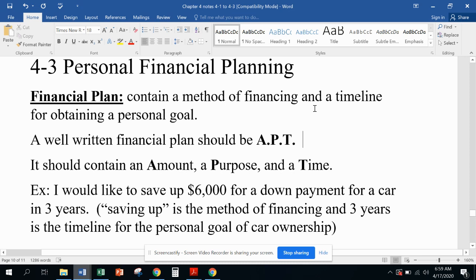Okay, we're in the final section of chapter 4. It's putting a financial plan together. Okay, we're going to be talking big picture financial plan and smaller picture financial plan, but primarily focused on small picture.